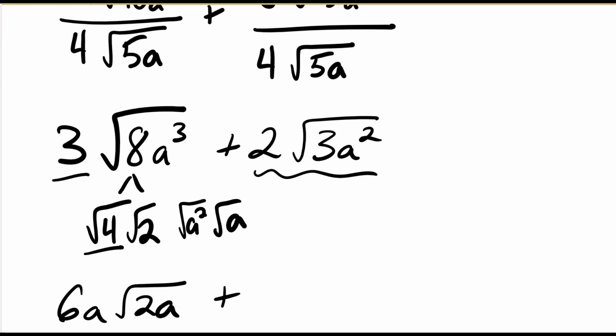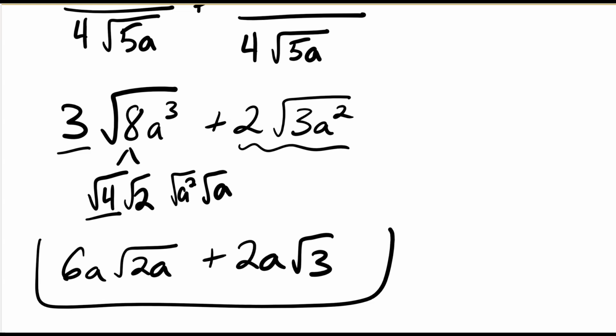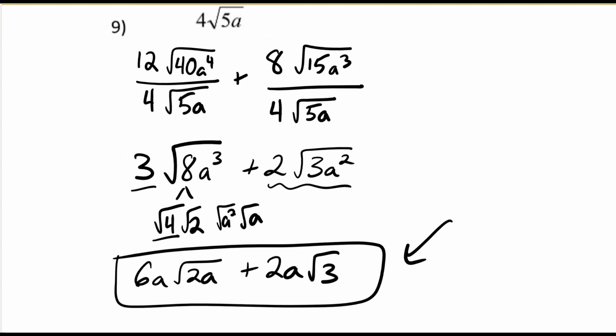For this radical over here, not much I could do other than that a squared, which I know the square root of a squared is just a. And these do not have like radicals, so there's nothing I could do there. I guess you could factor out a 2a from both of those, but you don't necessarily need to. So something like that could be simplest form.